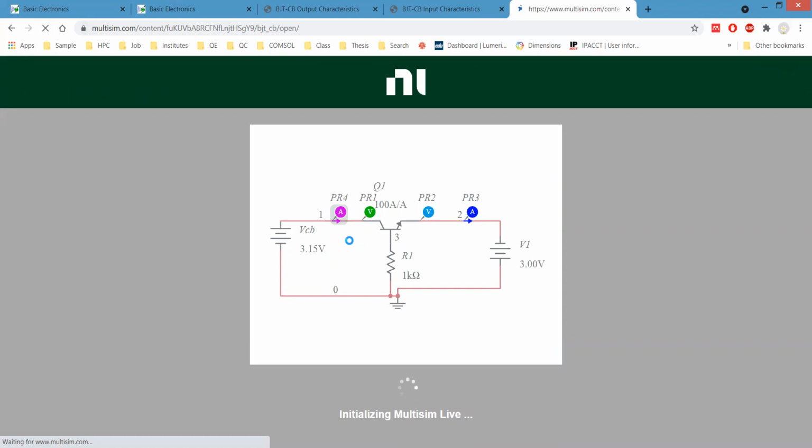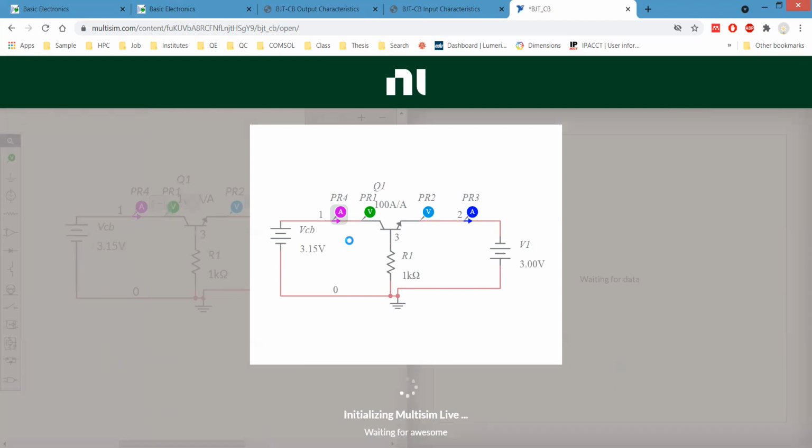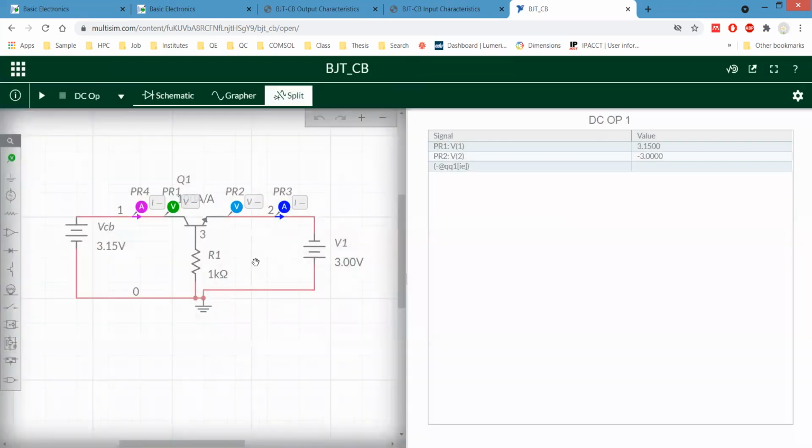And I think you can do the common collector one on your own. I think it will be better if you perform the common collector one in Multisim, and in the next lab you can show me the corresponding input and output characteristics. You can plot it on your own. Several plotting software packages are available.